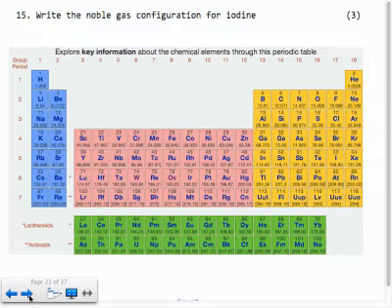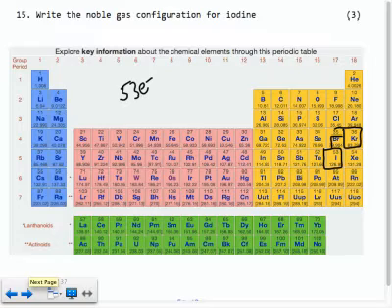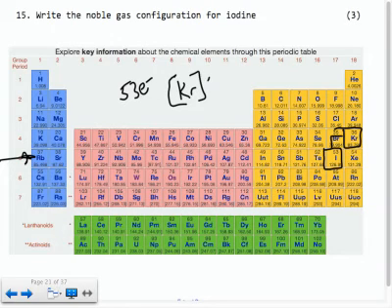Okay, the noble gas configuration for iodine. Iodine is the letter I, which is down here. It's element number 53. And we're going to go up 1 row, and we just have to go over 1 block. We're going to use krypton again as our noble gas, which means iodine is in the 5th row. 5s comes next, and we need to get from 36 for krypton up to 53 electrons for iodine.